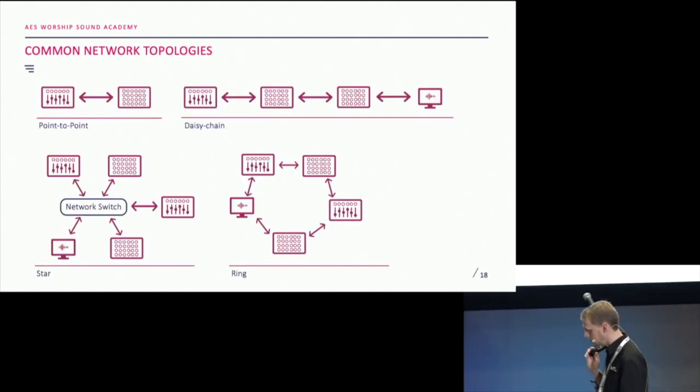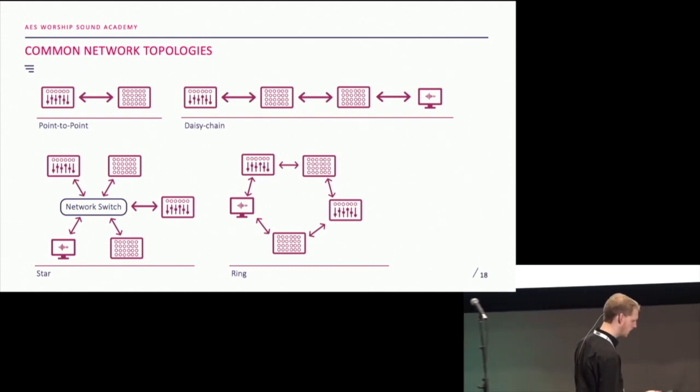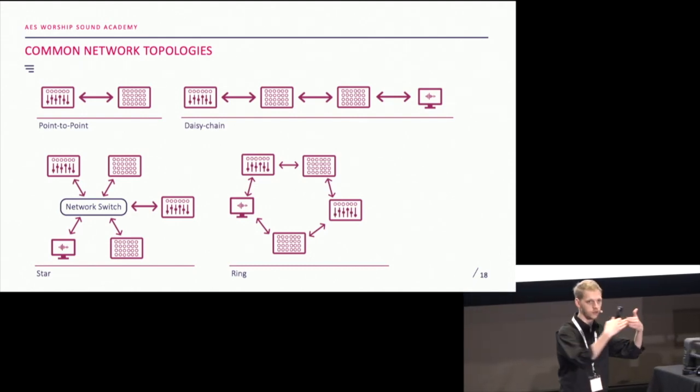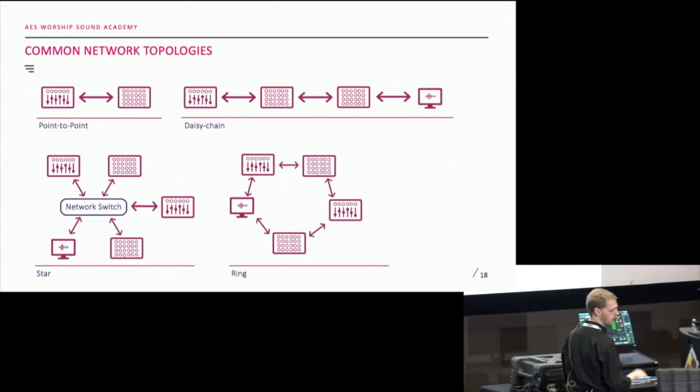Network types. These are the 4 most common that we run into when we're putting together audio over IP networks. We've got our point-to-point, which is what it sounds like. Point A, point B, connect those cables together. Now they can talk, but it's just those 2 devices, right? They're kind of locked in.